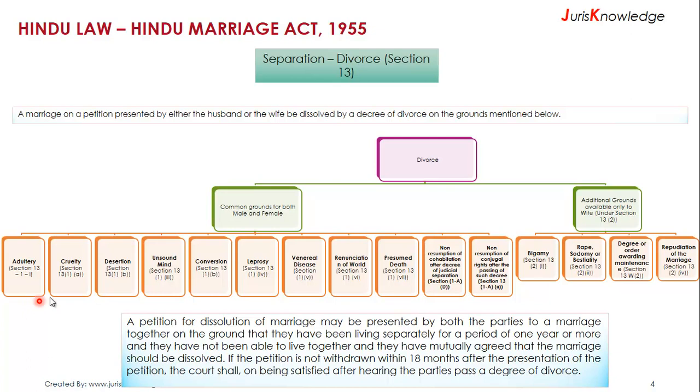Starting with the common grounds which are applicable for both male and female. The first one is adultery, which is defined under Section 13(1)(i). The act of indulging in any kind of sexual relationship, including intercourse outside marriage, is termed as adultery. Adultery is counted as a criminal offense, and substantial proofs are required to establish it.